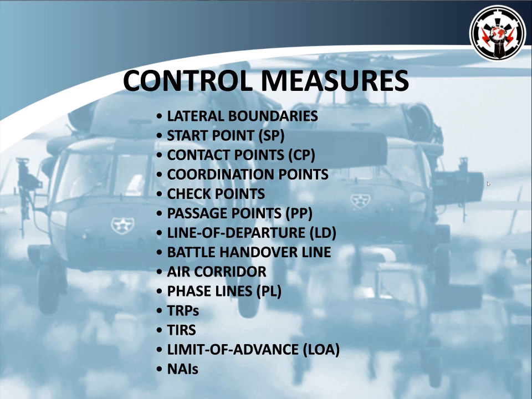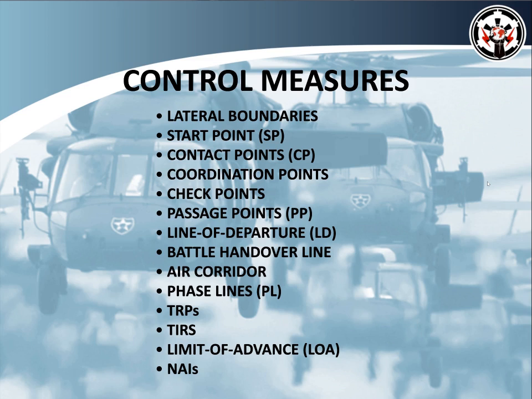You have lines of departure. You have battle handover lines. In other words, you have your area and now you've secured it. Now if somebody comes in behind you, they're going to secure the next. So you're going to do a battle handover line at this point, and they can go and continue on while you go back and do your refit.